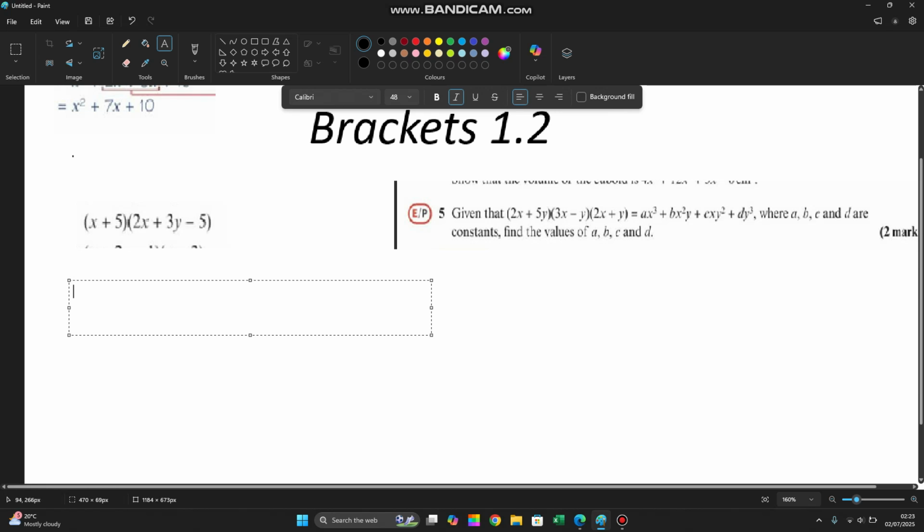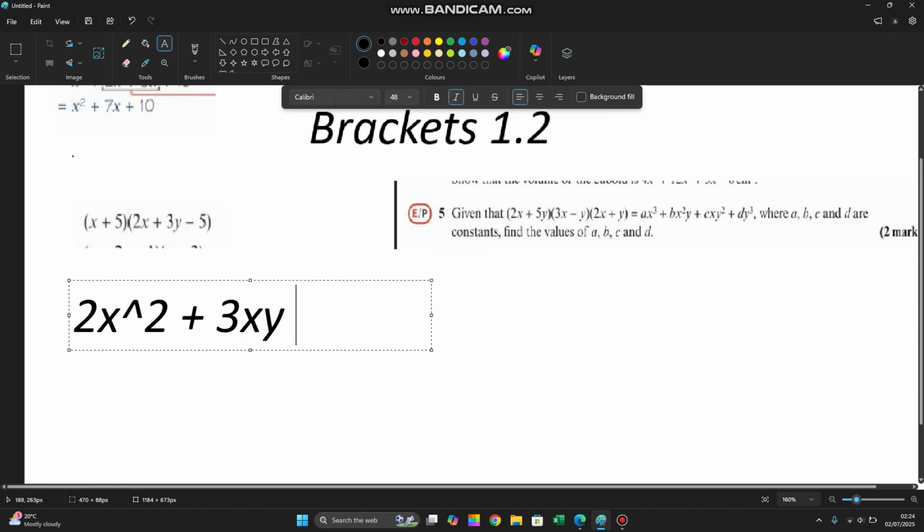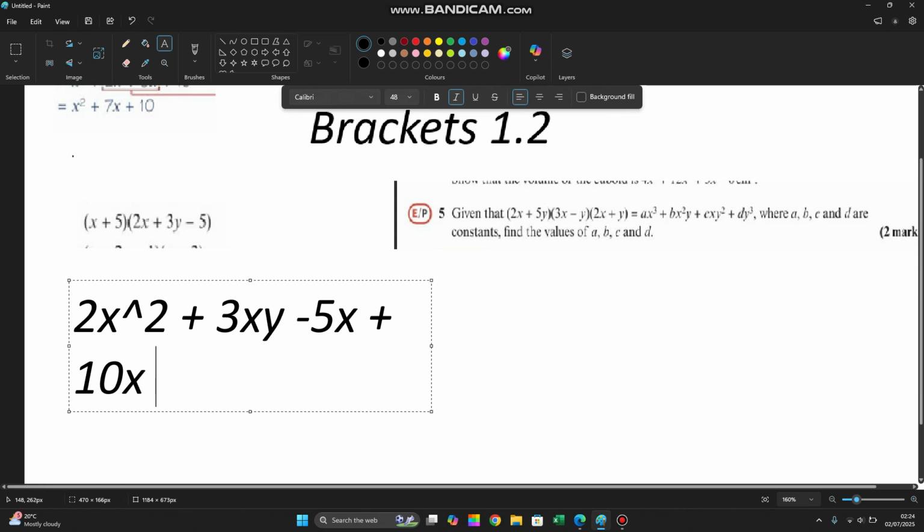So if you do x times 2x, we get 2x squared. If we times x by 3y, we get 3xy. If we times x by minus 5, we get minus 5x. We then move on to the second part of the bracket. We do 5 times 2x to get 10x. We then do 5 times 3y to get plus 15y. And then we do 5 times minus 5 to get minus 25.